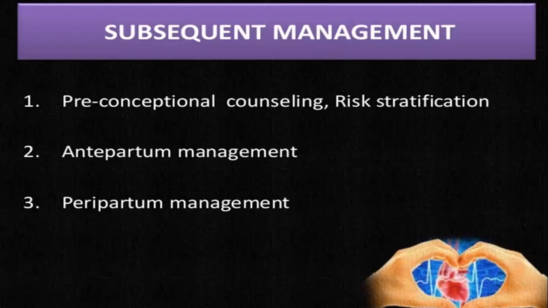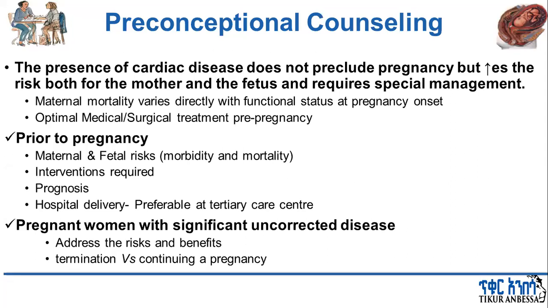On subsequent management, we need to have preconceptional counseling whenever possible. All women with cardiac disease should be offered preconceptional counseling. The presence of cardiac disease does not preclude pregnancy, but we have to know that it increases the risk for the mother and the fetus. These risks vary with the functional capacity of the woman at pregnancy onset, and also the baseline risk of that specific cardiac disease. So prior to pregnancy, we need to counsel patients on both maternal and fetal risks, the morbidity and mortality. If intervention is required, we need to communicate, and interventions have to be done prior to pregnancy. We also need to emphasize the need for hospital delivery and frequent follow-up.